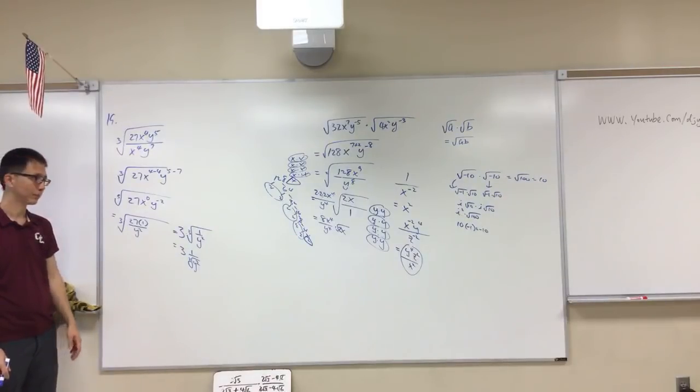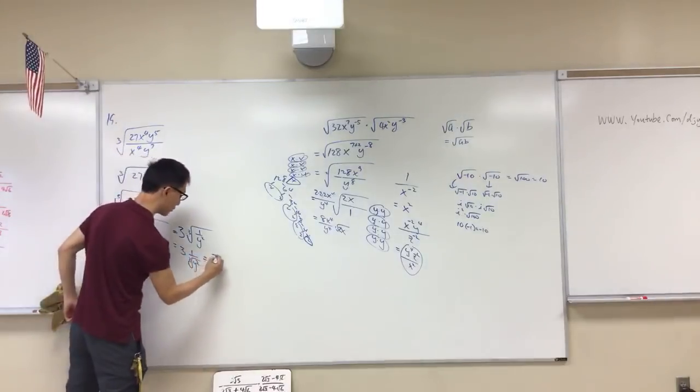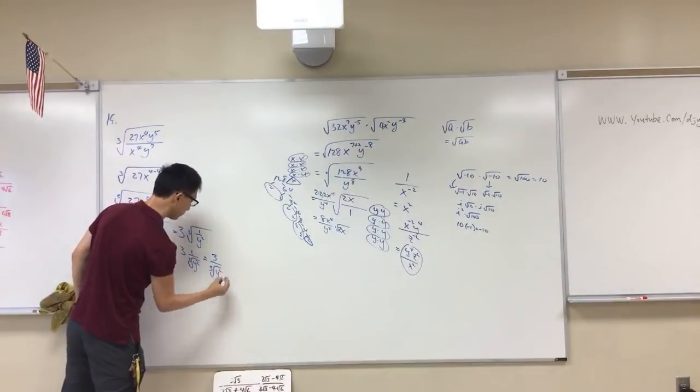So it's 1 divided by... You can actually write it like this: 3 over the cube root of y squared.